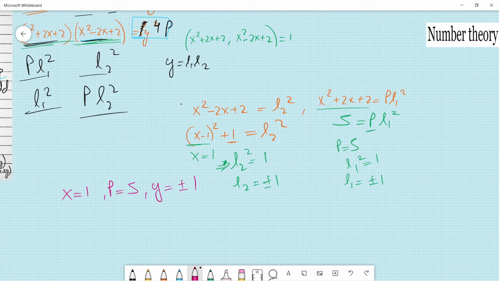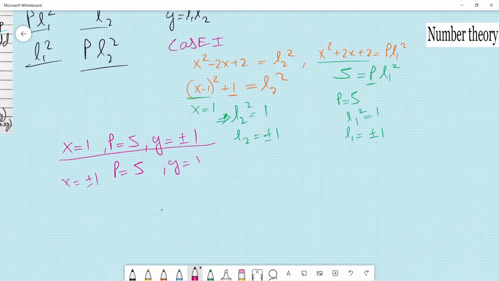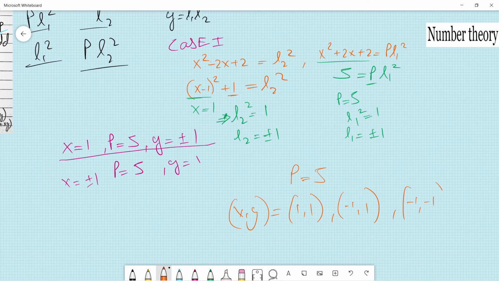This was case 1, we got the solution. And with case 2, you will have something similar. You will have p as 5, x as plus minus 1 and y as 1, something like this. So all the solutions you'll have is all the combinations of these: p is always 5, and x, y will come out to be 1, 1; minus 1, 1; minus 1, minus 1; and 1, minus 1. These are all the solutions that you'll be getting.